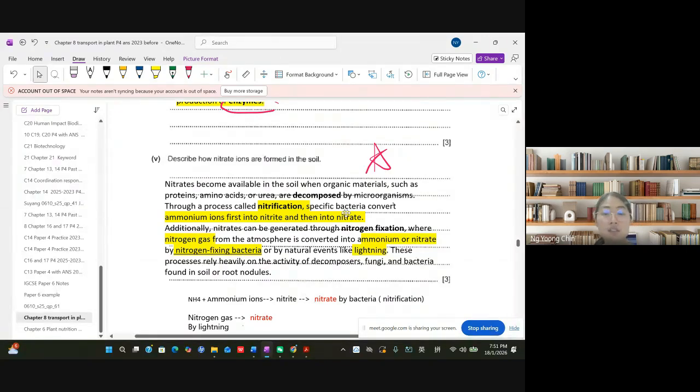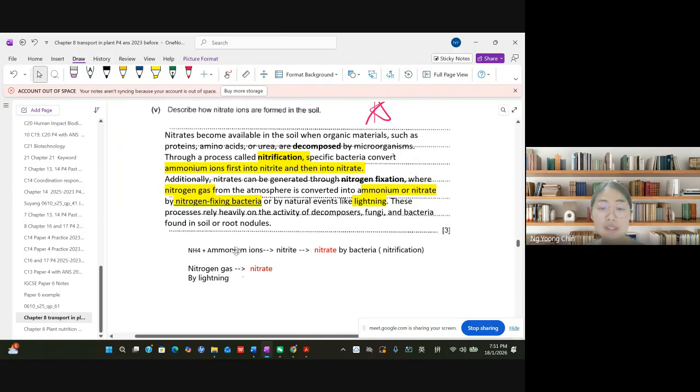Later, nitrates can also be generated through nitrogen fixation, where nitrogen from the gas is converted to ammonium by the nitrogen fixing bacteria, and also by a natural event like lightning, which is a kind of natural phenomenon. So here is a summary: from the ammonium compound to nitrite and nitrate is by nitrification. But for lightning, it can also help to convert the nitrogen gas into nitrates.